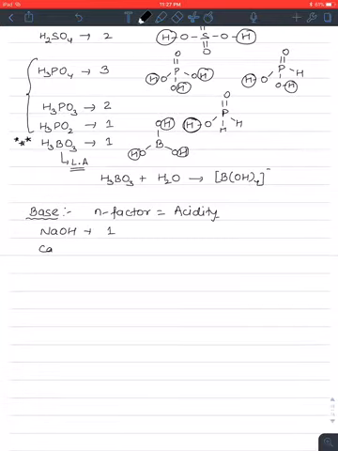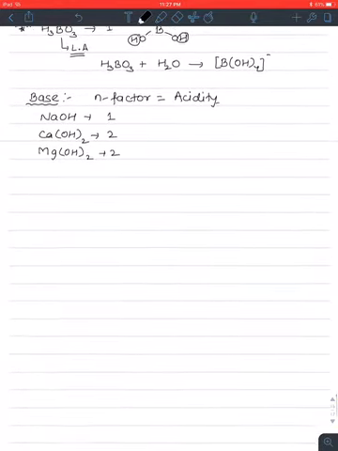Let's say for NaOH it will be equal to 1. For Ca(OH)2 it will be equal to 2. For Mg(OH)2 it will be equal to what? It will be equal to 2. So whatever is the number of replaceable OH minus ions, that will be equal to the N factor for bases.